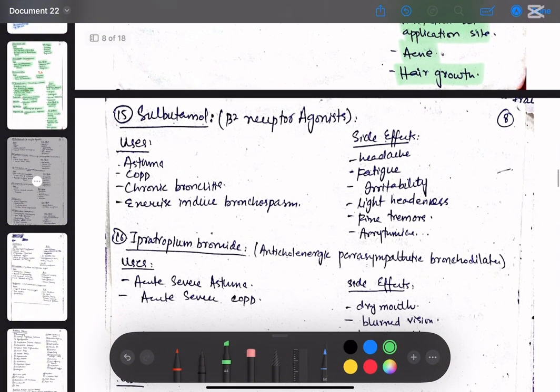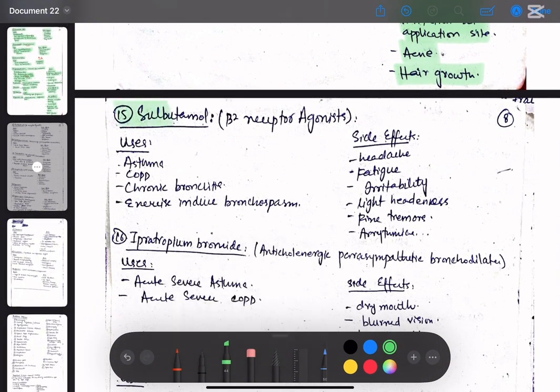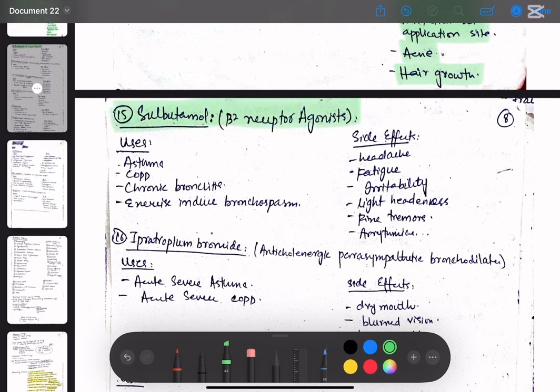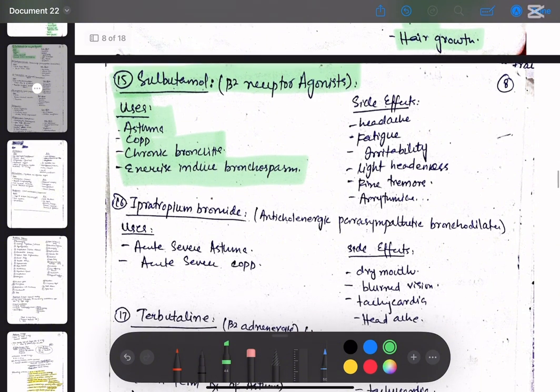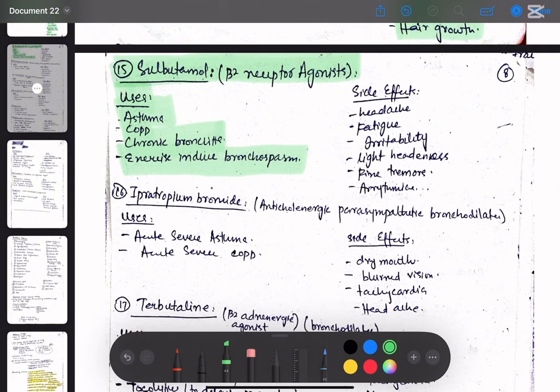Now the next one is salbutamol, which is a beta-2 receptor agonist. What is salbutamol? It is a beta-2 receptor agonist, and the uses are asthma, COPD, chronic bronchitis, and exercise-induced bronchospasm. These are the uses of salbutamol. What are these? Asthma, COPD, chronic bronchitis, and exercise-induced bronchospasms. The side effects of salbutamol are headache, fatigue, irritability, lightheadedness, fine tremors, and arrhythmias.